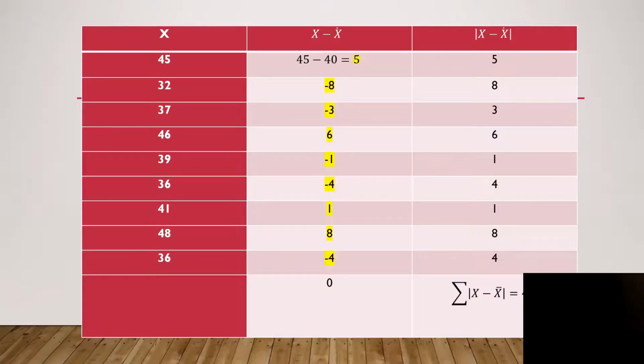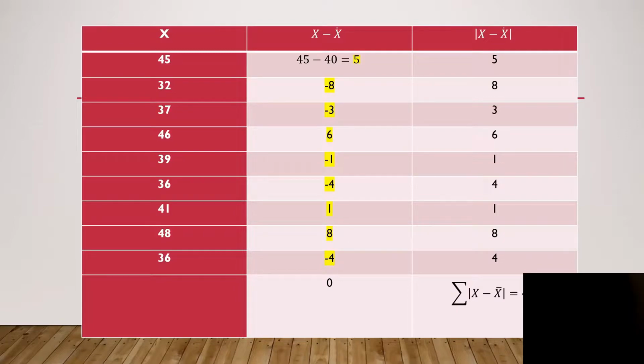Now x minus x bar. We subtract x bar from all the x values, which gives 5, minus 8, minus 3, 6, minus 1, minus 4, 1, 8, minus 4. If you sum up this column, look at the total: it is 0. This is the difficulty that arises when the deviation is taken from the mean.